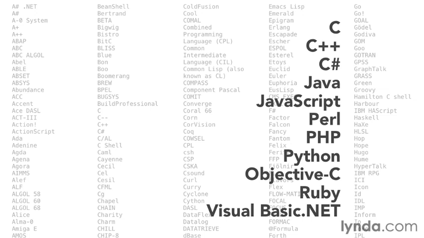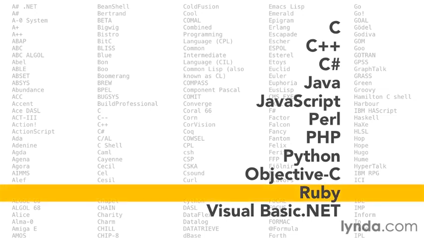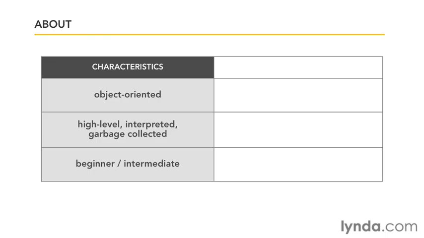Let's take a look at one of the newer languages on the list, Ruby. This was developed in Japan in the mid-1990s, and most people would consider it a very pure object-oriented language. In Ruby, everything is an object, even variables that might be considered primitives in other languages like Booleans or integers. Everything's an object. It's a high-level, garbage-collected language.